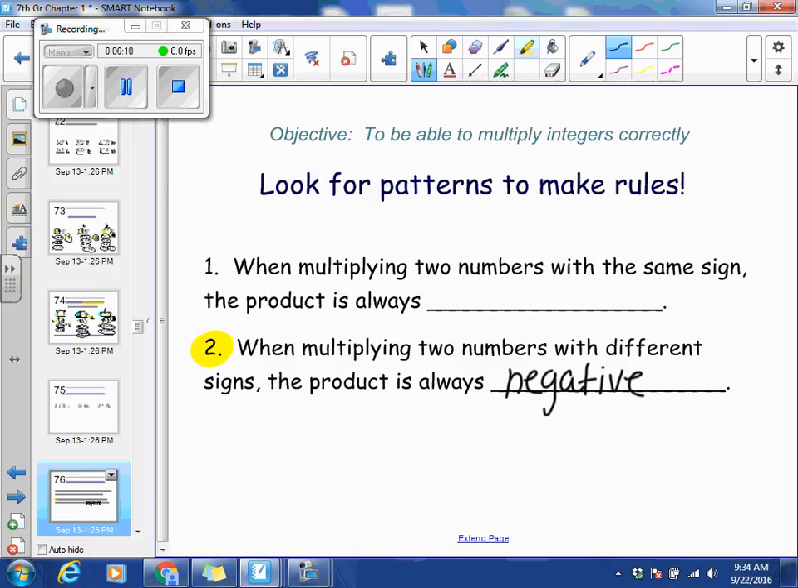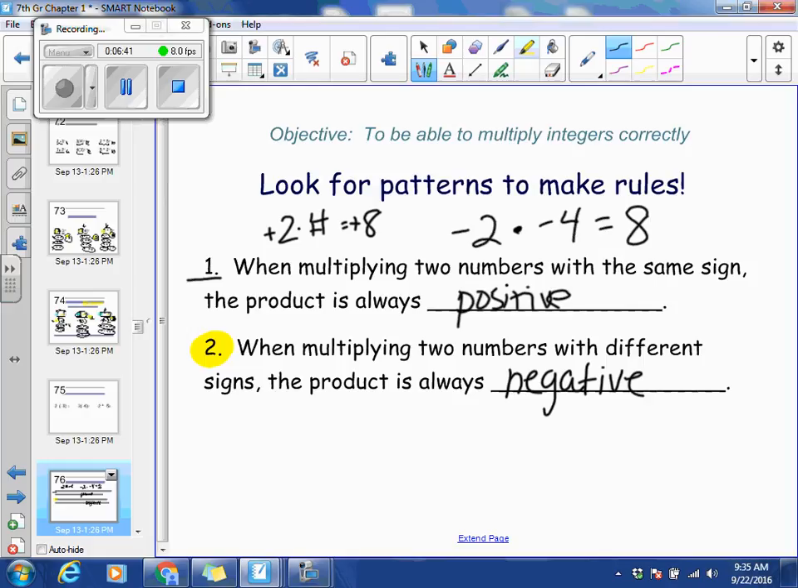All right, now we're going to work our way backwards a little. You know that when you multiply 2 positive numbers, so positive 2 times 4, you get positive 8. Two positive numbers always give a positive number. So when you multiply 2 negative numbers, you are also always going to get a positive answer. When multiplying 2 numbers with the same sign, the product is always positive.